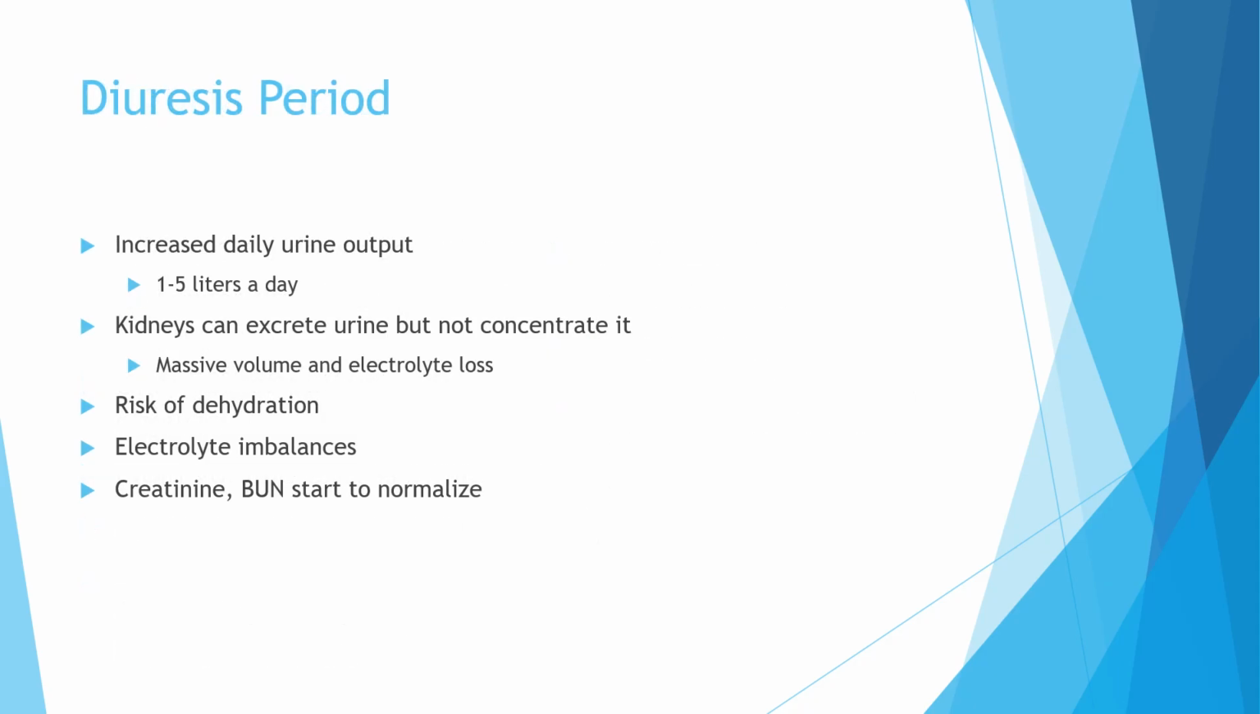Then we're going to be in our diuresis phase. This is going to be when we're finally getting rid of all of that fluid we've been retaining because our kidneys thought that we were dying because they weren't getting enough oxygen and they weren't being perfused. These guys can be peeing out like 1 to 5 liters a day, which is pretty significant from less than 400 mLs a day.